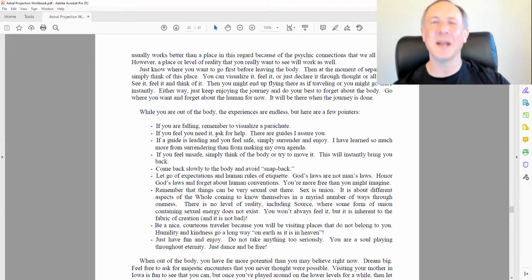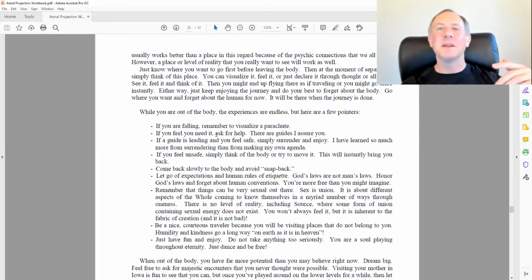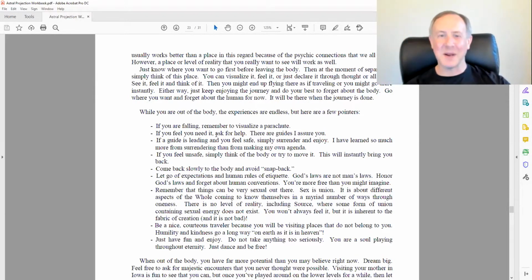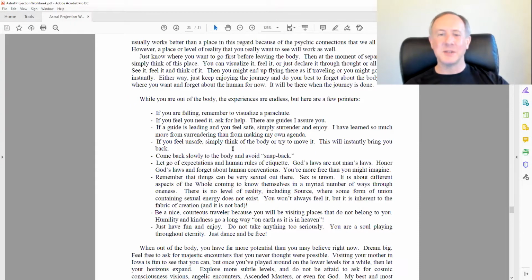I used to play that in my astral projection workshops. So yeah, you can visualize carrying an umbrella like Winnie the Pooh, or just visualize a parachute like I've done, because you can feel like you're falling. I don't know what happens if you crash, but why bother to find out? If you feel you need to ask for help, your guides are there.